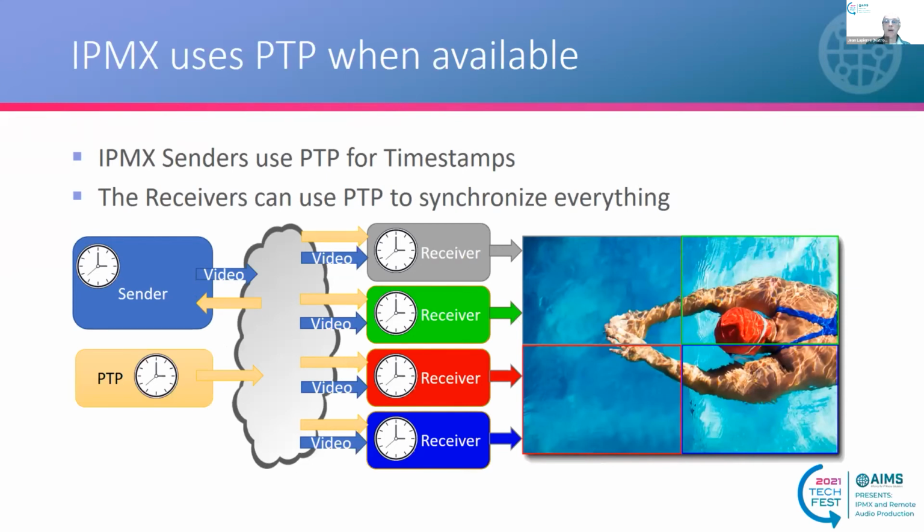Here's an example where we have multiple receivers and they're able to synchronize their output to generate the perfect video wall display. An IPMX sender here is using PTP for timestamps, but the receiver can also use the PTP to synchronize everything. Here I use a single source to keep things simple, but we could have had multiple sources involved and everything could be displayed perfectly in sync with no tearing.